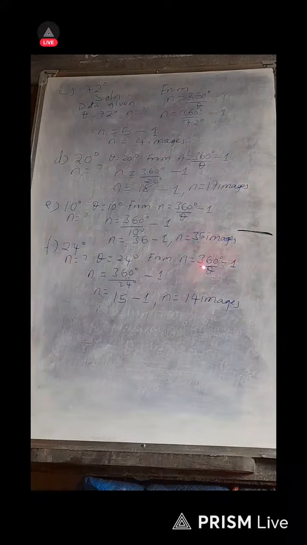N is equal to 360 over theta minus 1. So you have N is equal to 360 degrees over 24 degrees minus 1. So if you divide here, you get 15. 15 minus 1, so you can get now 14. So number of images due to angle of the 24 is equal to 14 images. So it is very, very important to note that material.